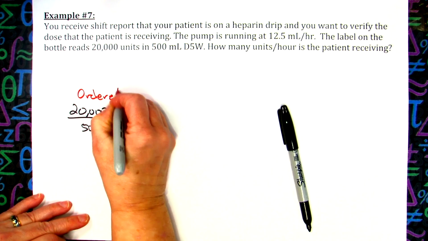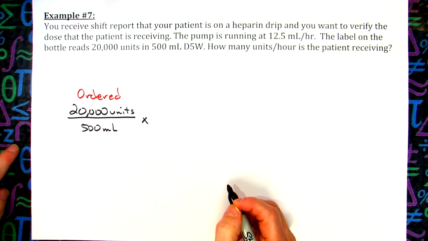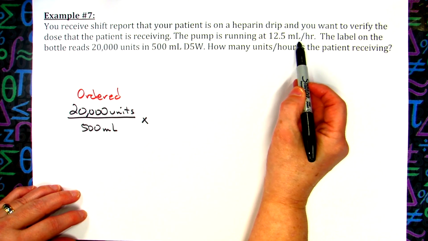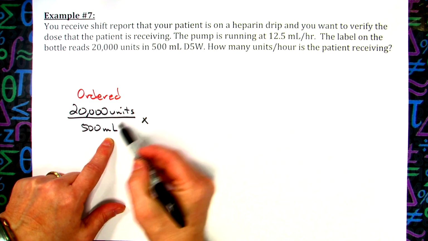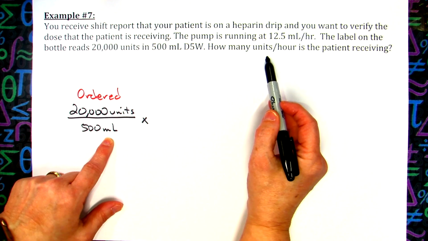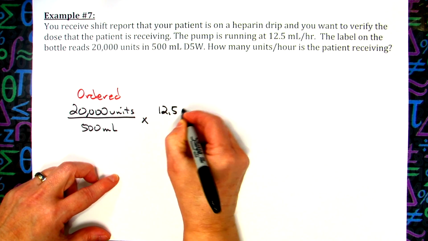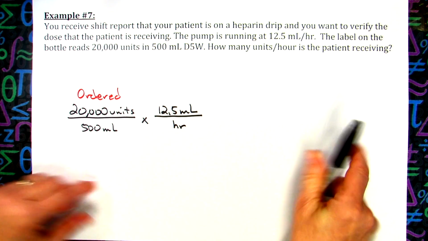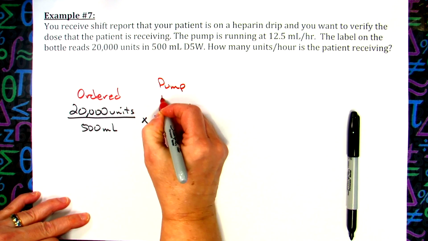Using that unit analysis method, then on this one, I'm going to want to multiply by the pump rate. The pump rate was 12.5 milliliters per hour. Okay, again, if I'm using unit analysis, I'm going to want the milliliters to cross out, because the problem is asking for units per hour. So that means I've got to put the 12.5 milliliters on the top and then the per hour on the bottom. Okay, let's label this as pump rate.